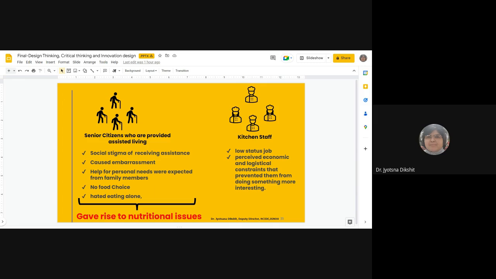On the other hand, the kitchen staff had a low status job, and they also had some kind of economic and logistical constraints preventing them from doing something more interesting. Though they certainly cooked food, the way they wanted to experiment was not possible.